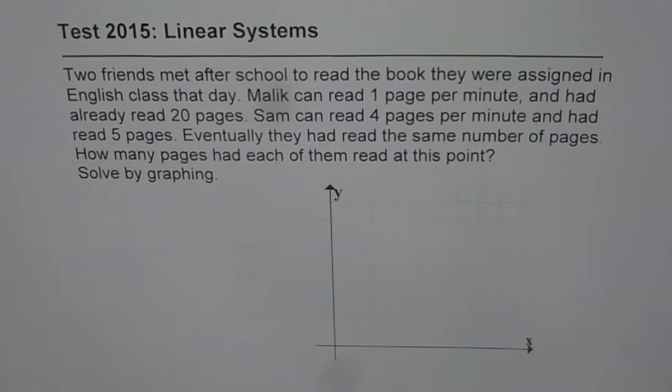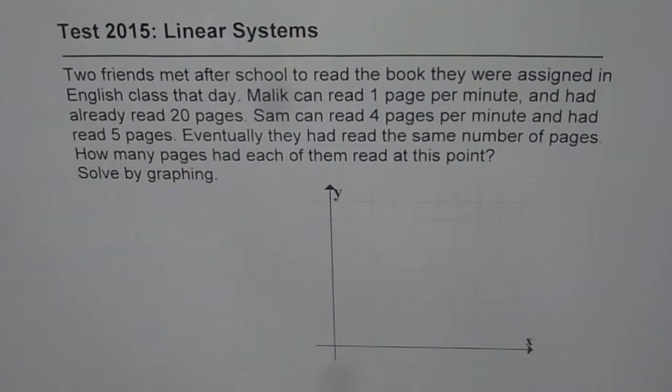Two friends met after school to read the book they were assigned in English class that day. Malik can read 1 page per minute and had already read 20 pages. Sam can read 4 pages per minute and had read 5 pages. Eventually, they had read the same number of pages. How many pages had each of them read at this point?